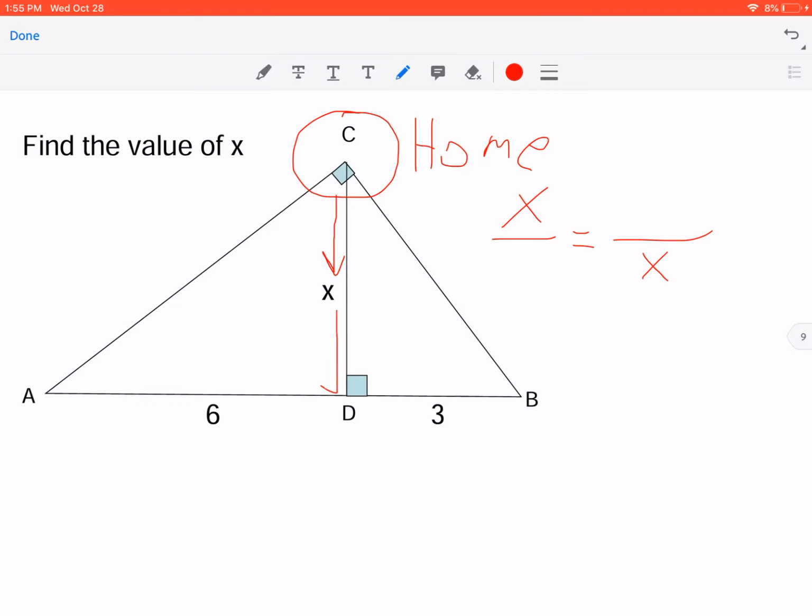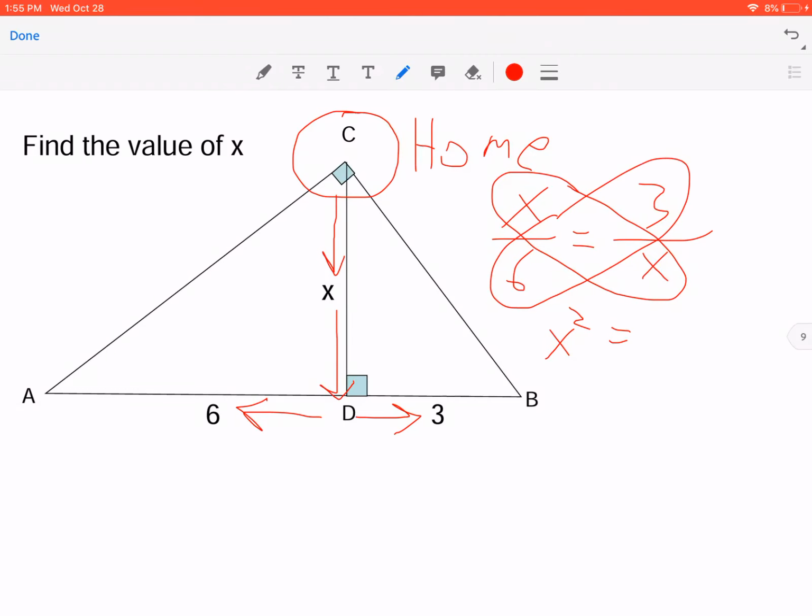I get to the end of the road. Well, I could either turn on 6th Street or turn on 3 Street. There's your proportion. But now, what's X times X? X squared. What's 6 times 3? 18. How do you get rid of a square?